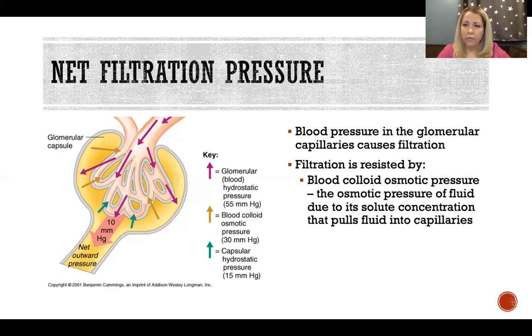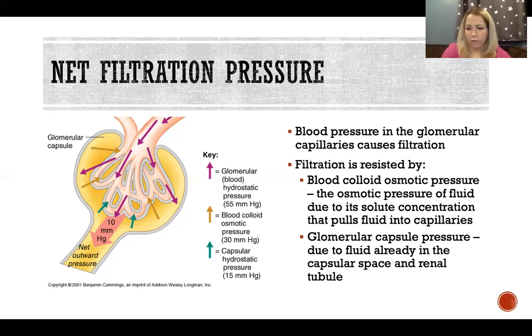Okay, so because there's a higher concentration of all sorts of solutes in the blood than there is in the space outside of the glomerulus, that creates this osmotic pressure that wants to draw fluid back into the blood vessels to make the concentration gradient equal on either side. So that's the blood colloid osmotic pressure, also referred to as oncotic pressure. So that's a pressure that's trying to draw the fluid back into the glomerulus. So that's resisting filtration. The other opposing pressure is the glomerular capsule pressure.